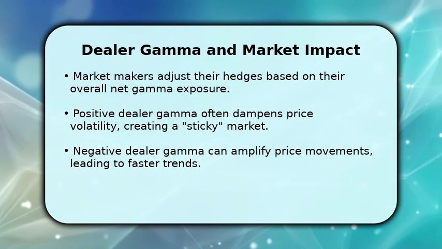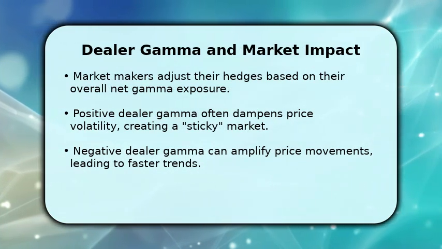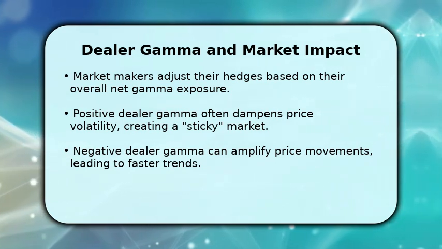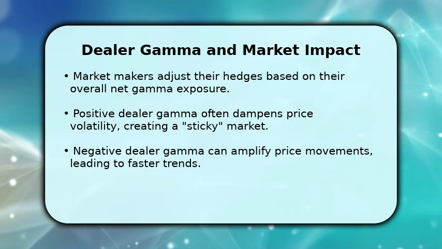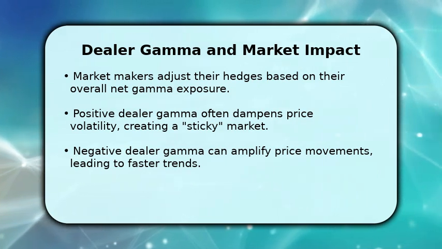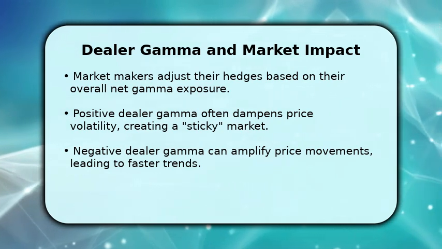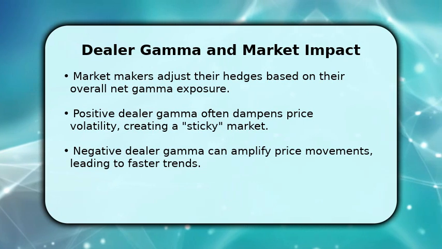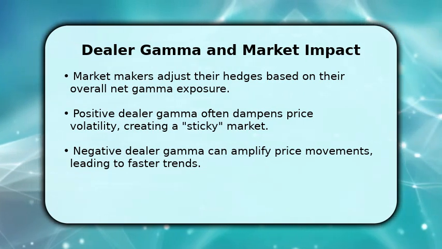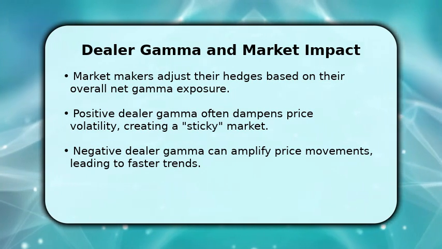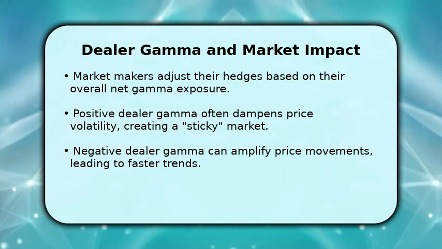Market makers who facilitate options trading constantly manage their risk by hedging their positions. Their collective gamma exposure significantly impacts market dynamics. When dealers hold positive gamma, they tend to buy into dips and sell into rallies, which can stabilize prices. Conversely, with negative gamma, they might sell into dips and buy into rallies, potentially accelerating price trends and increasing volatility.